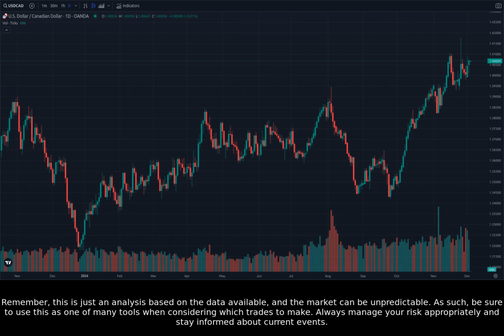Remember, this is just an analysis based on the data available, and the market can be unpredictable. As such, be sure to use this as one of many tools when considering which trades to make. Always manage your risk appropriately and stay informed about current events.